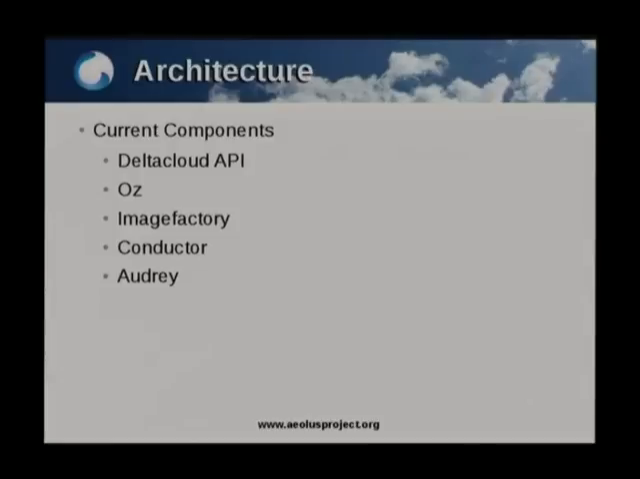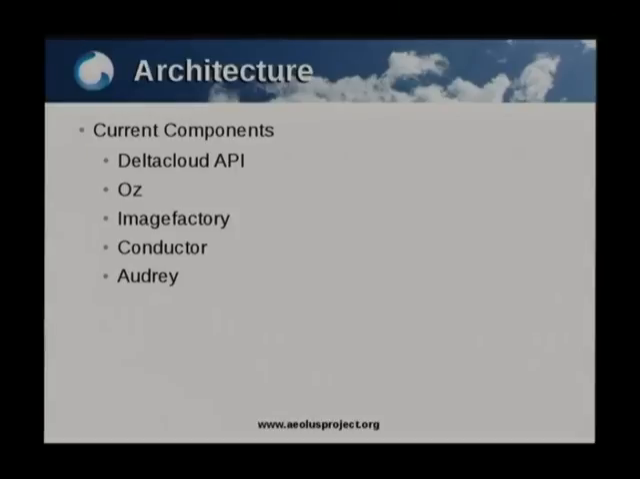So the current components of Aeolus include these 5 components. So Deltacloud API. Deltacloud is basically the foundation for Aeolus. It uses a RESTful API that abstracts and manages resources from various cloud providers. So you've got support for, I can't remember exactly how many, but to give you an example, there's EC2, oVirt, and RHEV, vSphere, OpenStack, Rackspace, Eucalyptus, and others, remote hosting.